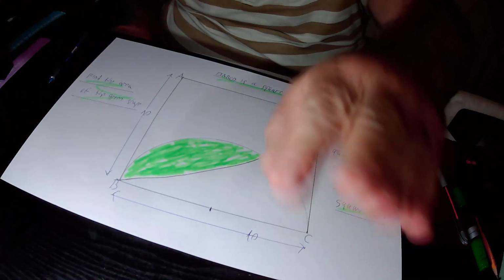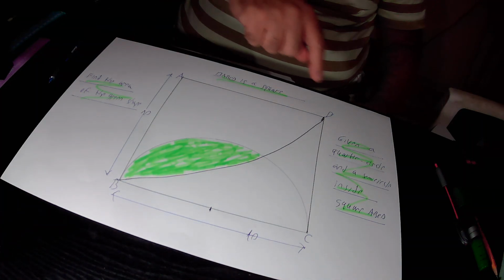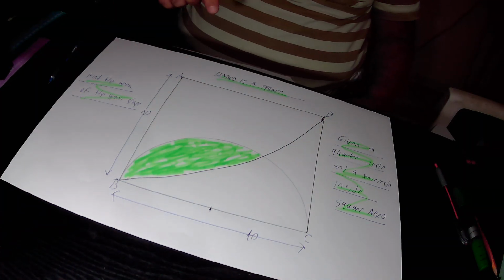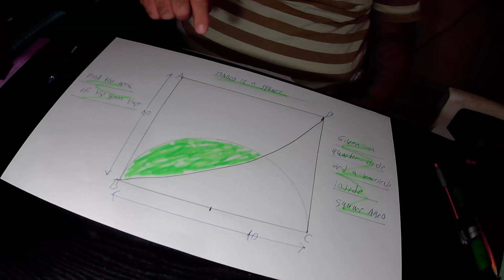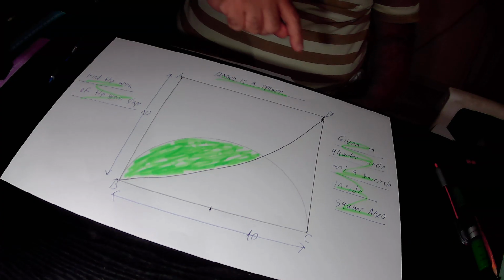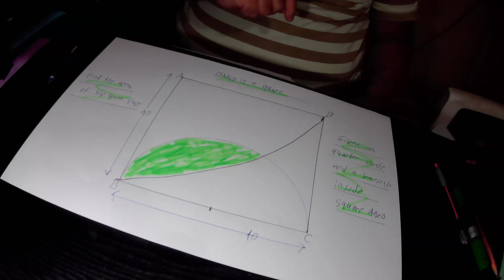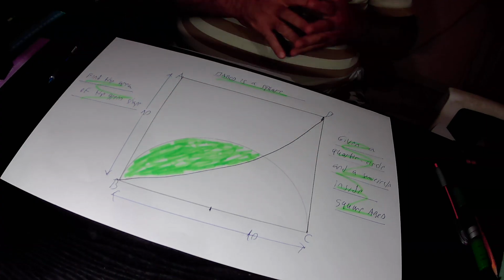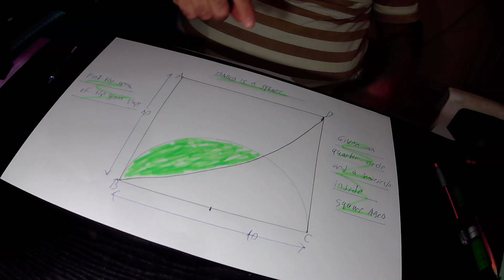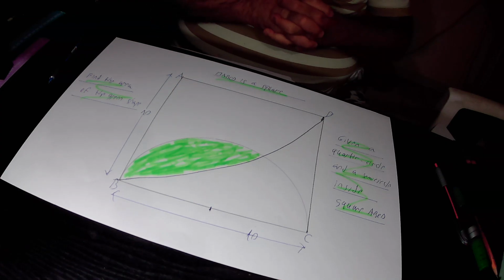And now in this lecture we find out the area of the green shape. In the drawing we have square ABCD. We know that one side of this square ABCD is equal to 10 units in its length. Inside this square we have a quarter circle and this semicircle. Again, our task is to find out the area of this green shape.